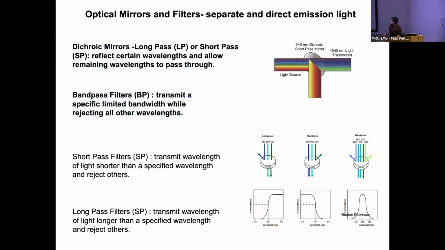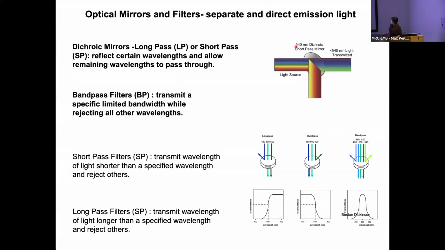So I have to mention the optical filters, which capture the incoming emission light. There are two types of filters. One is called dichroic mirror, which is splitting the incoming light, and the other is the bandpass filter. Take an example. There's an incoming emission light.